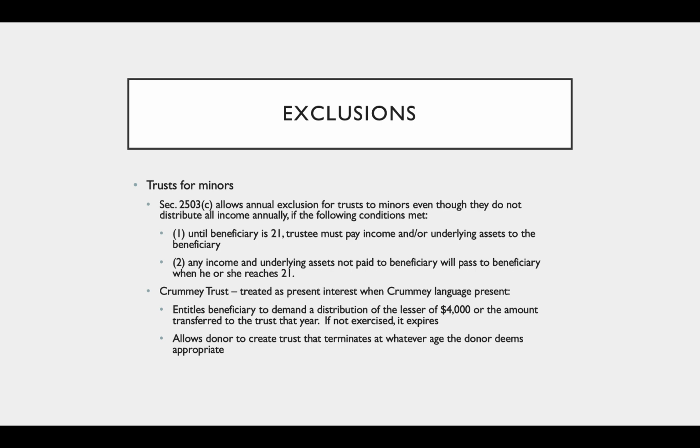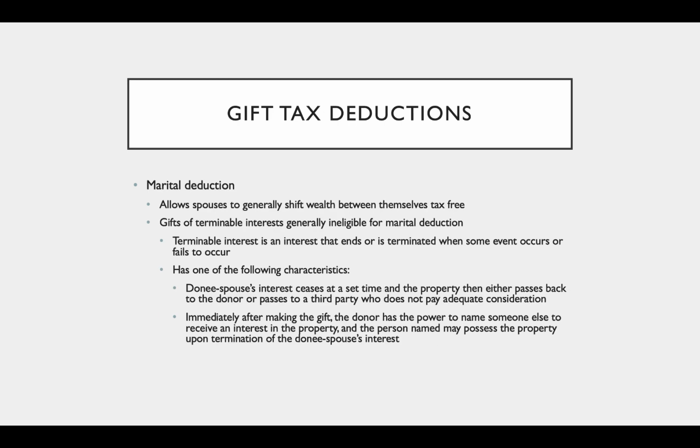This is going to allow the donor to create a trust that terminates at whatever age the donor deems appropriate. So I could have a trust that maybe terminates at age 35 instead of 21, as long as I have that language present, that language that allows the beneficiary to demand a distribution of the lesser of $4,000 or the amount transferred to the trust. So that's helpful because even if the parents are probably thinking that the beneficiary is not going to make that demand, even if they do, $4,000 is much less than immediate access to $10 million at age 21.